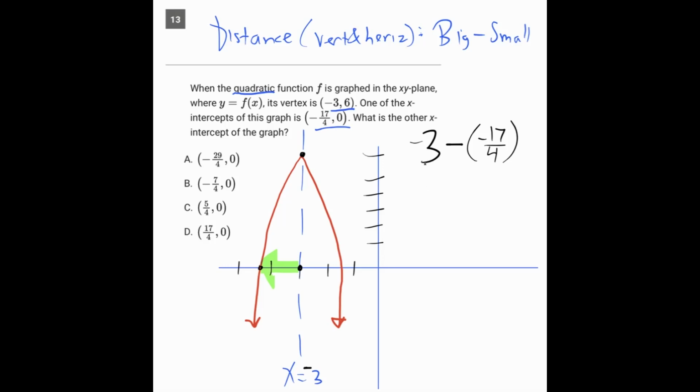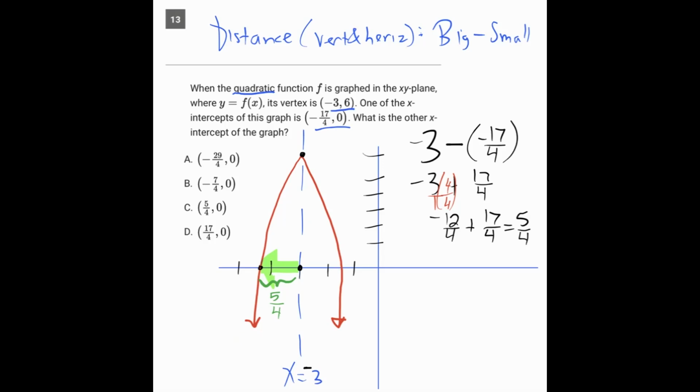Now you can do this the natural way or by calculator. You're going to get the same answer either way. So -3 plus 17/4. -3 is really -3/1. Multiply by 4/4 to get common denominators. And we have -12/4 plus 17/4 giving us 5/4. So we just figured out that this distance here is 5/4.